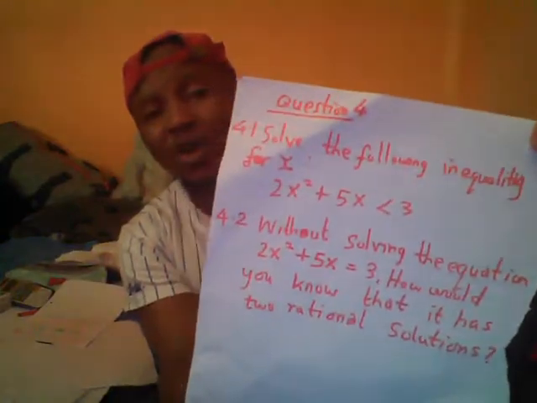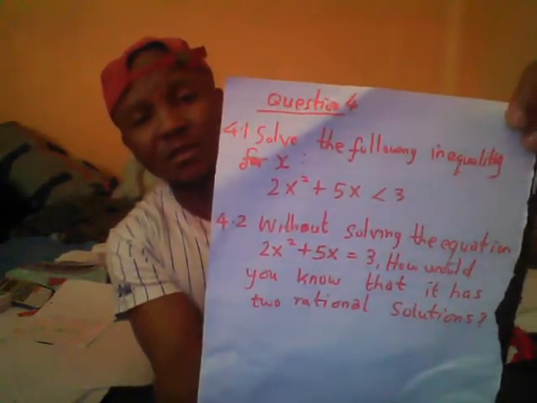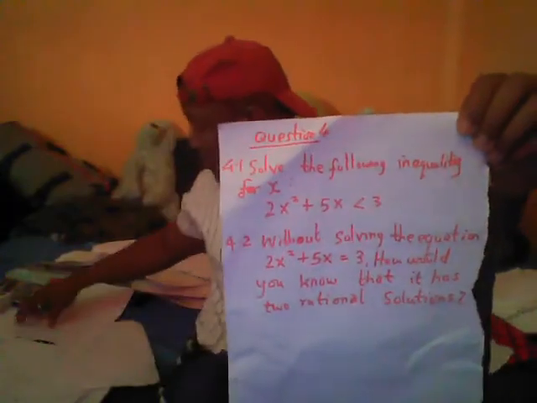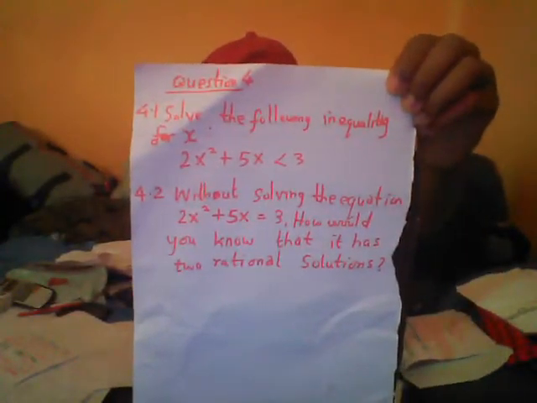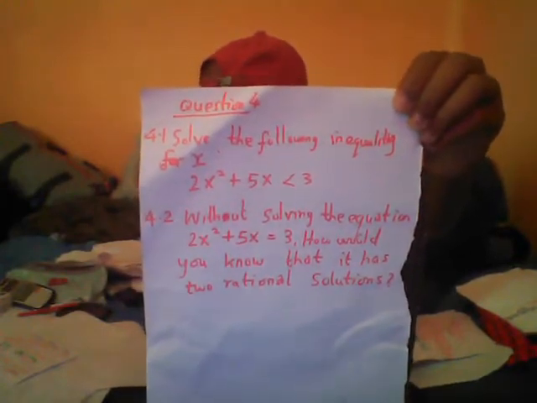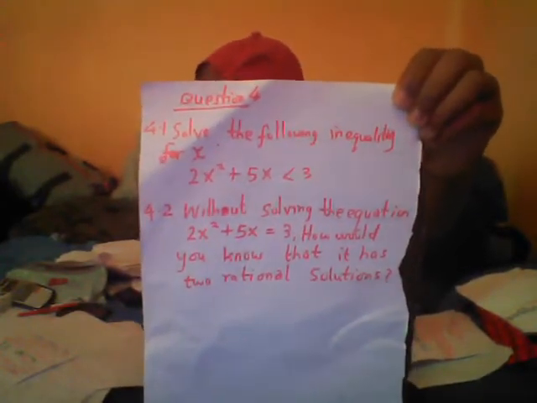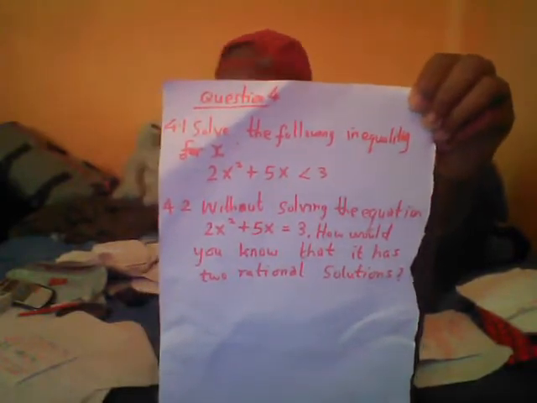So question number 4 says, solve the following. Question 4.1: solve the following inequality for x, 2x squared plus 5x less than 3. Then 4.2: without solving the equation 2x squared plus 5x equal to 3, how would you know that it has two rational solutions? Let's go to the solution.